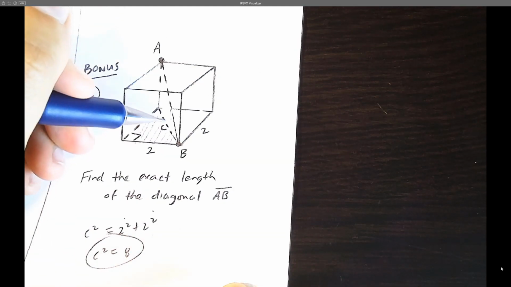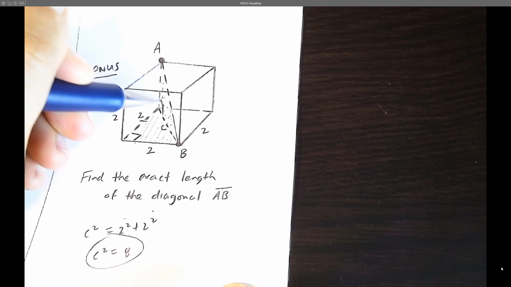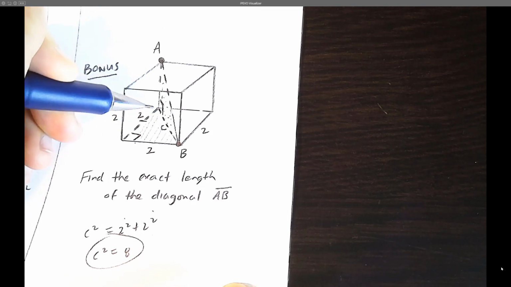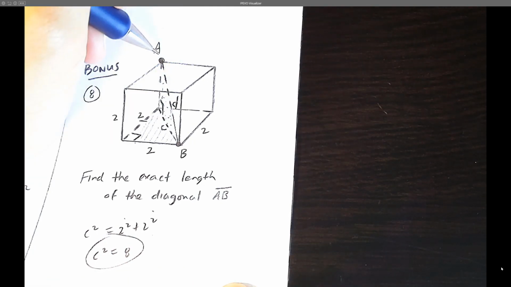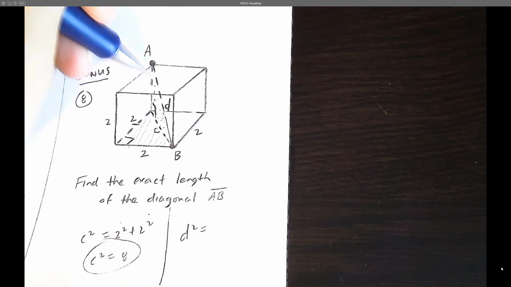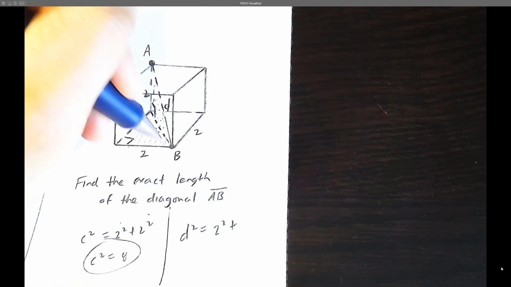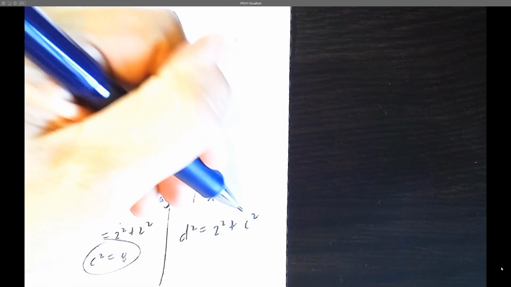Now let's focus on this dotted triangle up here. This is also a right angle. Imagine sitting at the corner of a room with your back to the wall, with your legs out. You can definitely do it. And let's find the length of D, which is the diagonal, which is the exact length of AB. So we say D squared equals this height, which happens to be 2 as well. It's a nice edge of a square, plus the bottom. And the bottom of this right triangle happens to be C. So we say D squared equals 2 squared plus C squared.